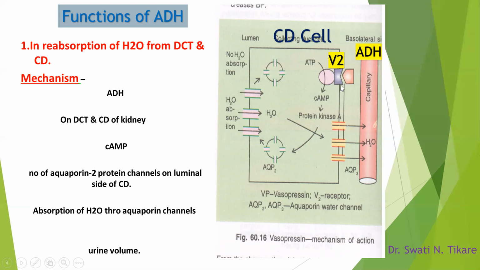a hormone receptor complex is formed. You recall the mechanism of action now. It activates the G protein, activates adenyl cyclase, converts ATP to cyclic AMP, and protein kinases are activated. And now this is bringing about the action. What is that action? The aquaporins. What are aquaporins?